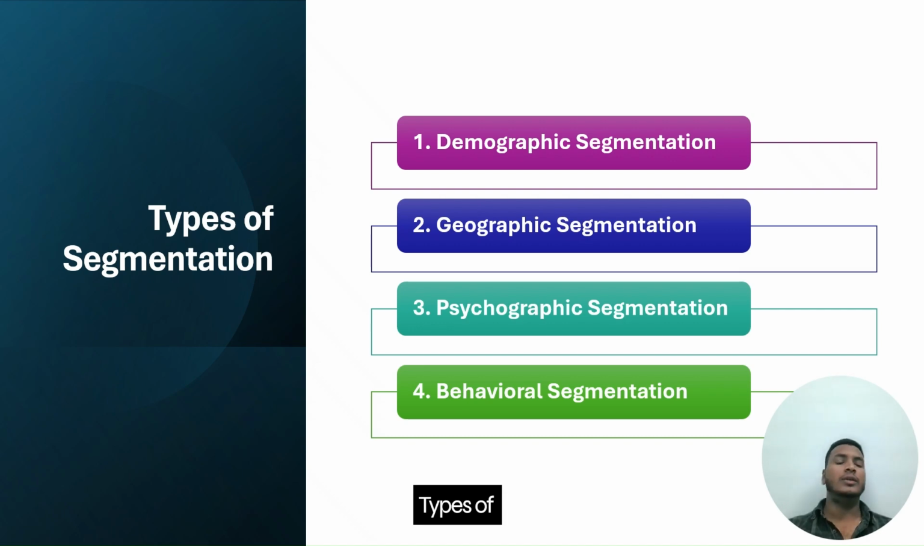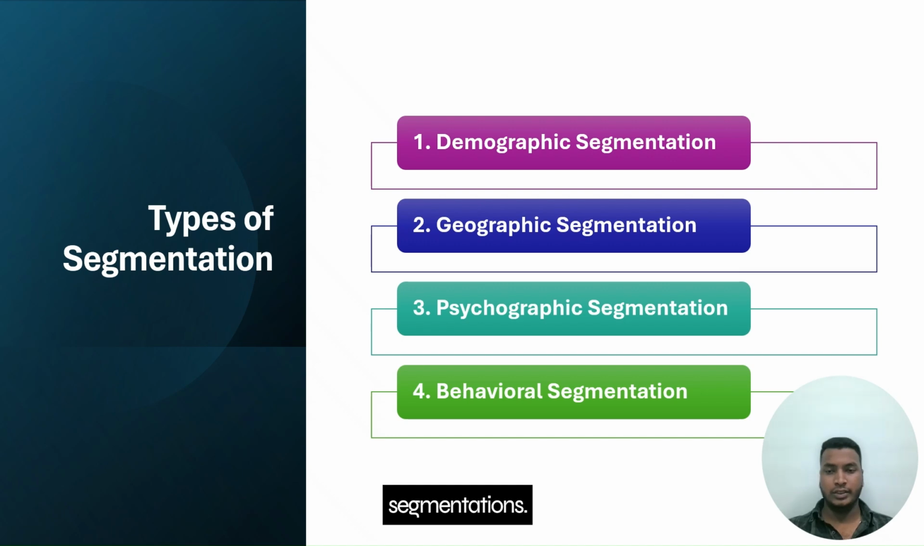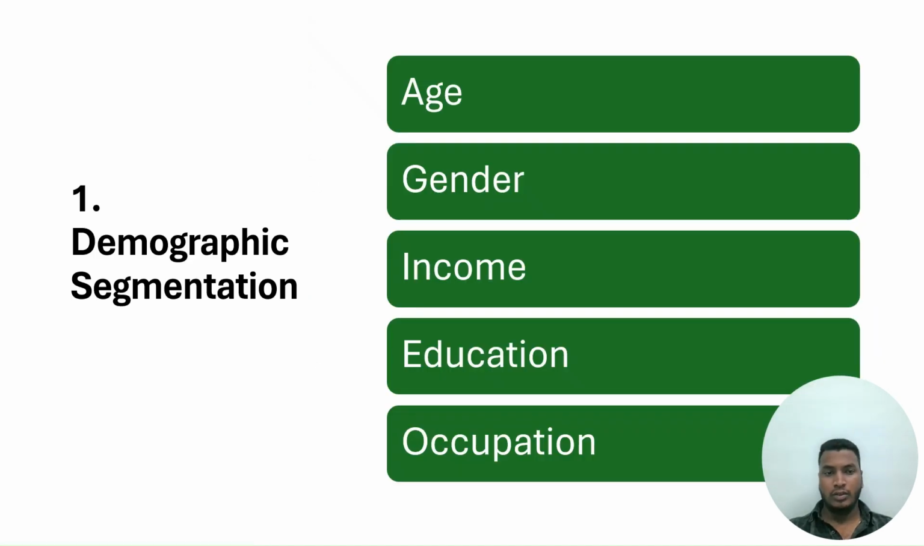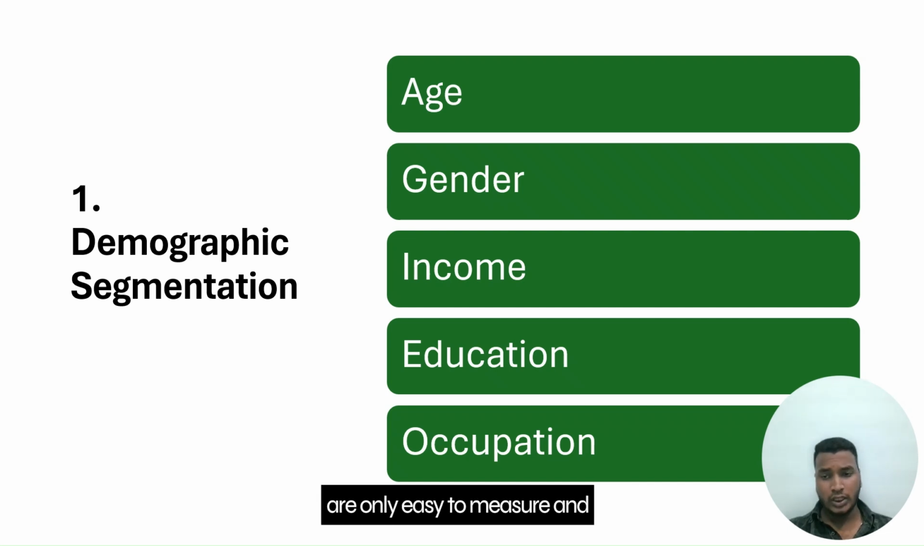types of segmentation: demographic, geographic, psychographic, and behavioral segmentation. Okay, first one is demographic segmentation. It means dividing customers based on population statistics. Examples are age, gender, income, education, and occupation. These factors are easy to measure and widely used in marketing. For example, young adults get health insurance, parents get family insurance, and senior citizens get retirement plans, etc.